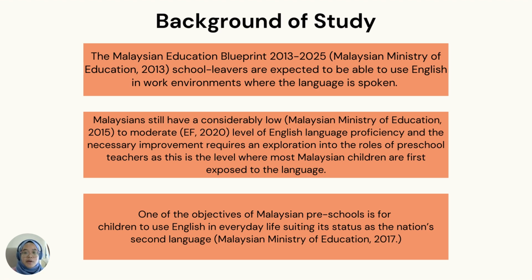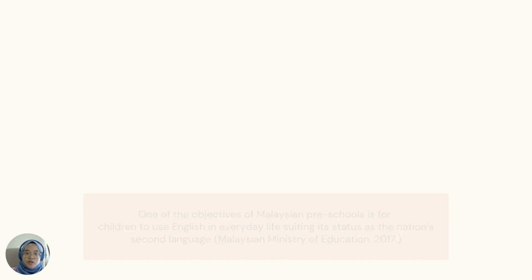However, despite learning English from preschool until the tertiary level, Malaysia still has a considerably low to moderate level of English proficiency. This is quite alarming as despite all those years, it is important to ensure that it is done effectively. Therefore, to mitigate this issue, the necessary improvement requires an exploration into the roles of preschool teachers, as this is the level where most Malaysian children are first exposed to the language.